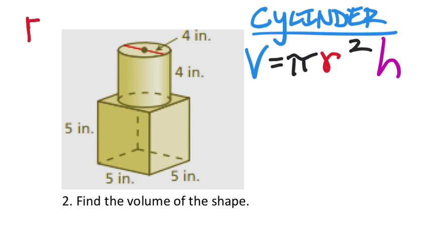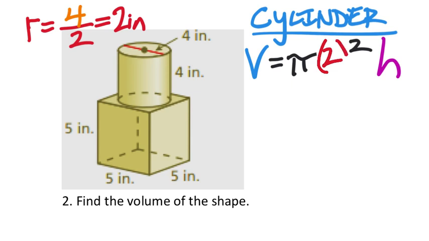So, if I want the radius, which I do, I got to take that diameter, 4, and divide it by 2. That tells me my radius is 2 inches. So now I go into my formula and I replace the r, radius, with 2 inches. And then I see my height here at 4 inches, so I replace h, my height, with 4 inches. And yeah, this is just a formula that I can use for the volume. So I'm going to plug this into the calculator.